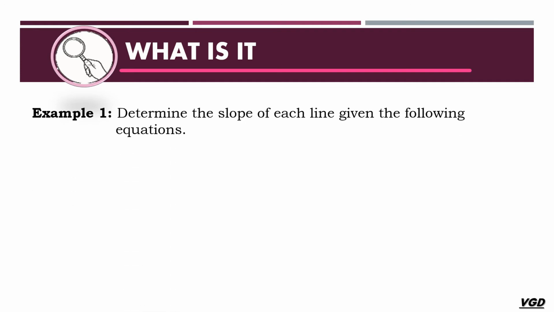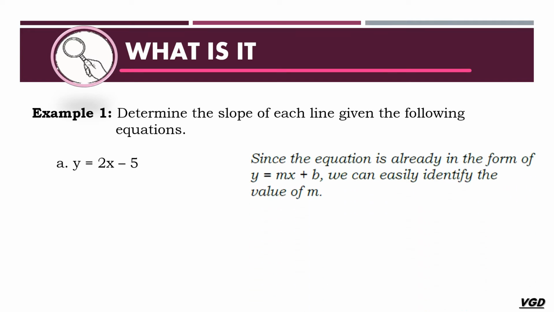So we have here determine the slope of each line given the following equations. So we have here y is equal to 2x minus 5. So in this case, the equation is already in the form of y equals mx plus b. Therefore, we can easily identify the value of m. So in this equation, y equals 2x minus 5, the m or the slope is equal to 2.